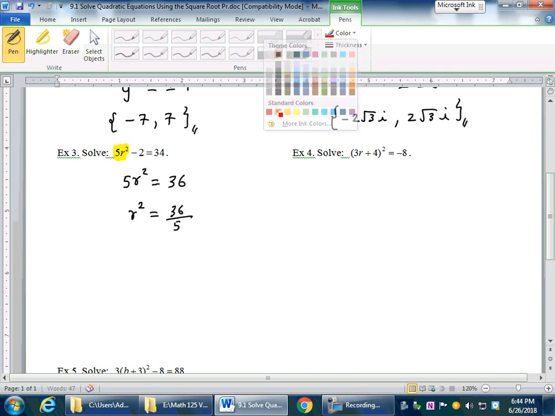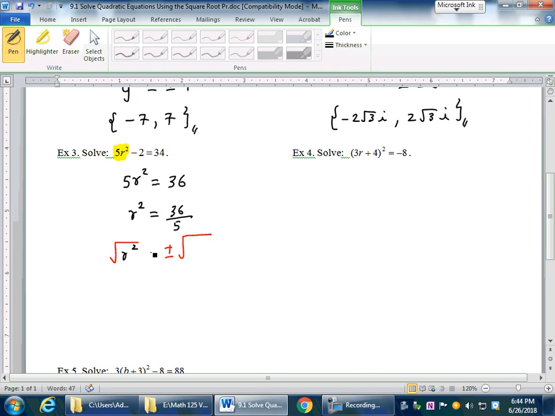Applying the square root property, we take the square root on the left-hand side and then the right-hand side. Don't forget the plus or minus sign. So r squared is equal to 36 over 5. The square root of r squared is r, equal to plus or minus. I can write this as the square root of 36 over the square root of 5, which we can simplify to plus or minus 6 over the square root of 5.